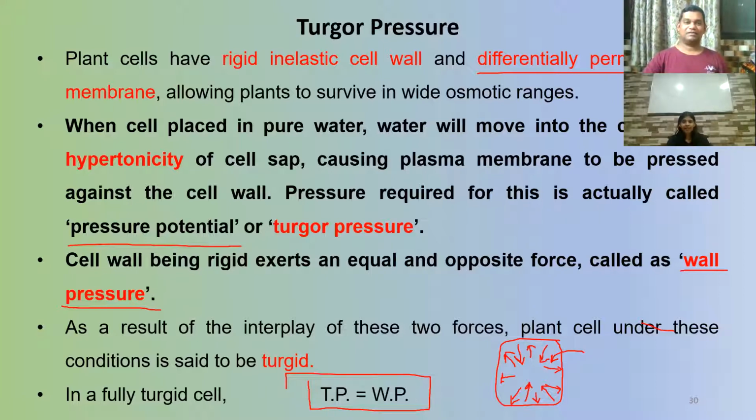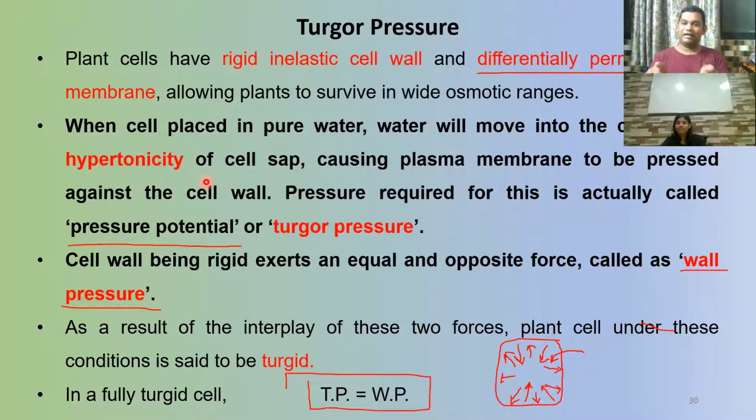It's like, suppose, imagine, simple example, you take a balloon and you blow air into it. Before you are blowing air, the balloon is very shrunken. But when you start blowing air into it, you see the balloon swelling up. What you are exerting on the wall of the balloon is turgor pressure. The wall of the balloon is also exerting a reverse force, wall pressure. So till the time that turgor pressure and the wall pressure are equal, the balloon remains swollen.